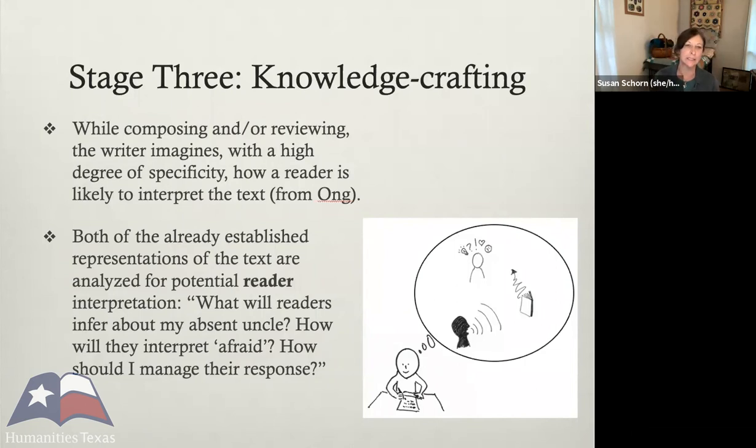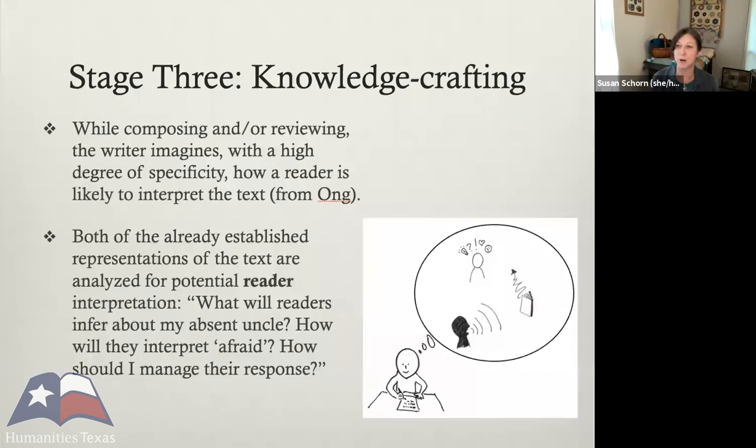What's going on here is that while they're composing and reviewing, revising, the writer can imagine with a high degree of specificity how a reader is likely to interpret the text. And this comes from Walter Ong, who says that writers must be able to correctly anticipate all the ways in which a reader might misunderstand them. So both of those already established representations of the text are analyzed for potential reader interpretation.